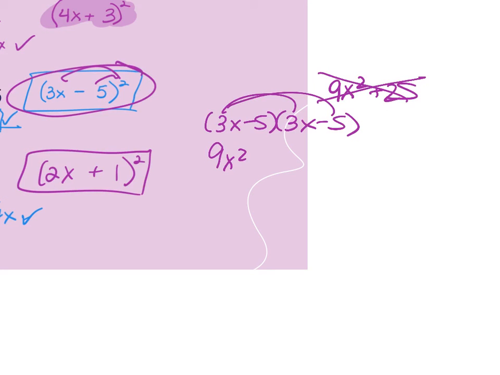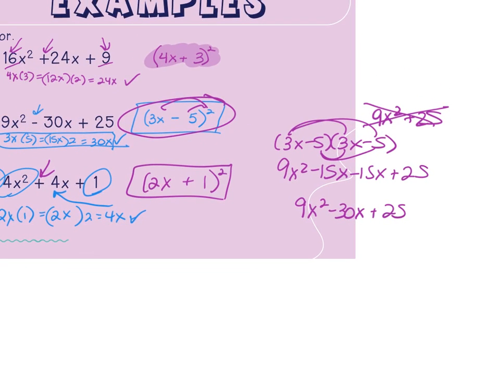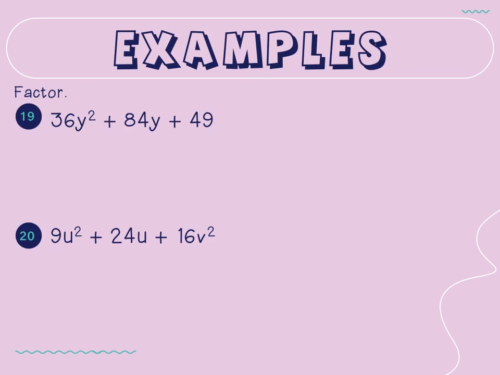9x squared, negative 15x, negative 15x, positive 25, and I get 9x squared minus 30x plus 25, which matches the question. So again, these can always be checked. Questions on that one? All right, last slides. You guys try them.